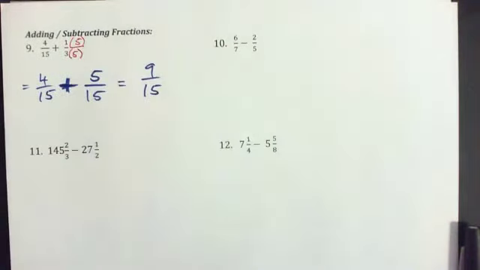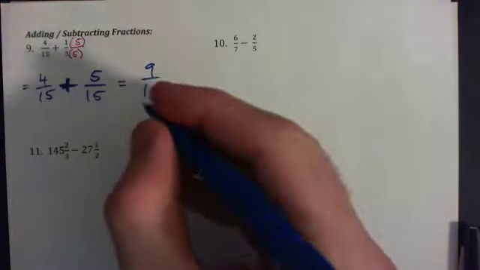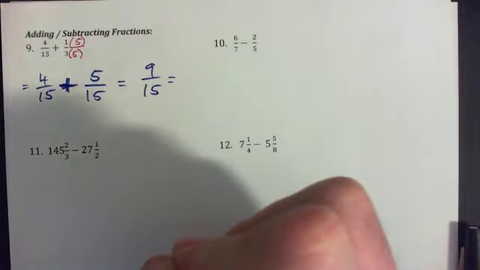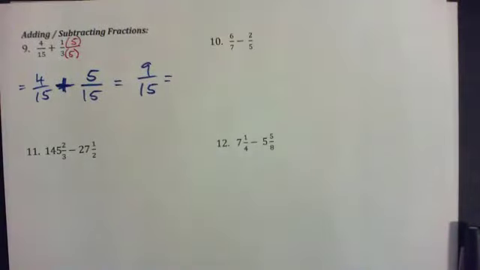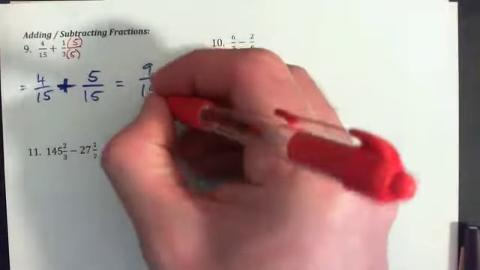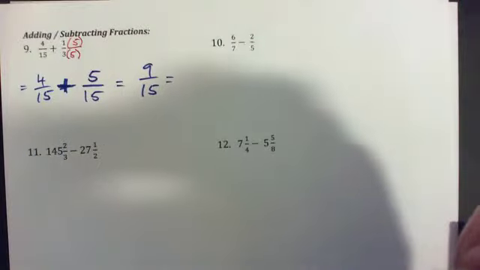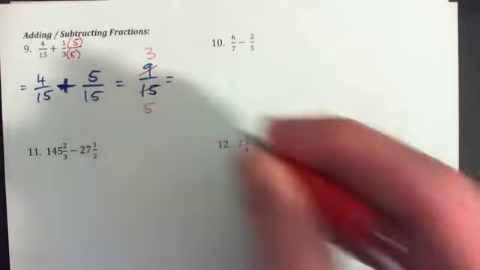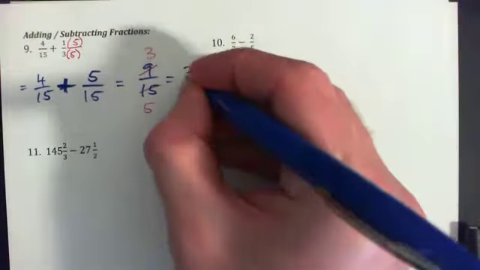Okay, so 4/15 plus 5/15 gives us 9/15, and that's correct. The only question is, are we done? Is there anything else we can do? Can we simplify the answer? Yep. How do you know your 3 times tables? 3 into 9 goes 3 times, 3 into 15, 5 times, right? So 3/5.